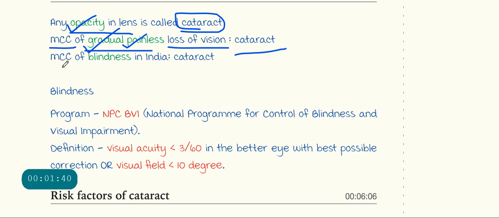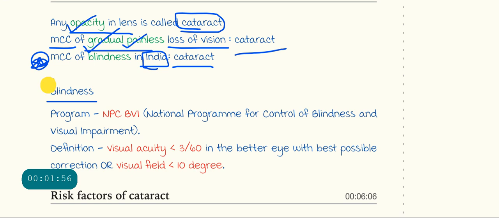The most common cause of blindness in India is cataract. Okay, remember this point. Many students go with glaucoma as an answer, but it is cataract. It also leads to blindness.